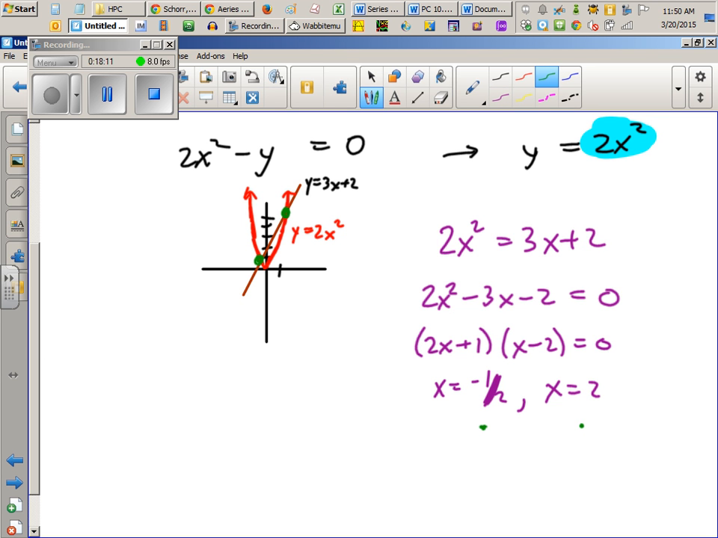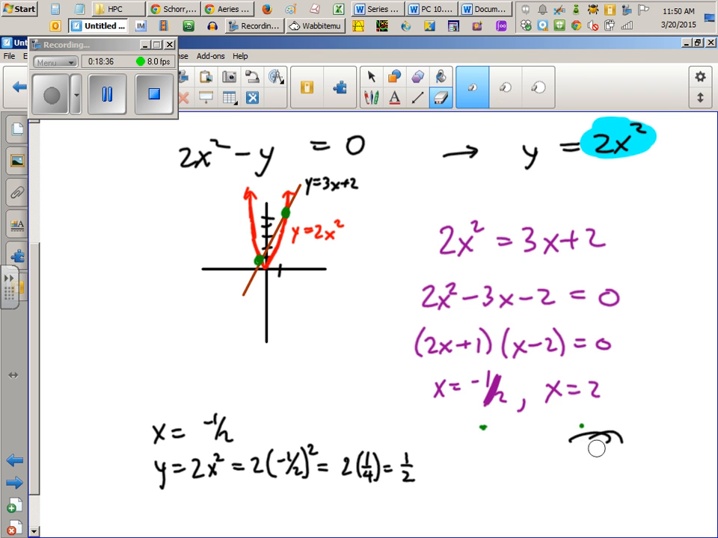Okay, so now we need the y coordinates, of course. So we're going to plug those back in. How about we just plug them into the y equals 2x squared equation. So let's start by plugging in the negative half. I just plugged in negative half, and I got half. You can follow my work there.